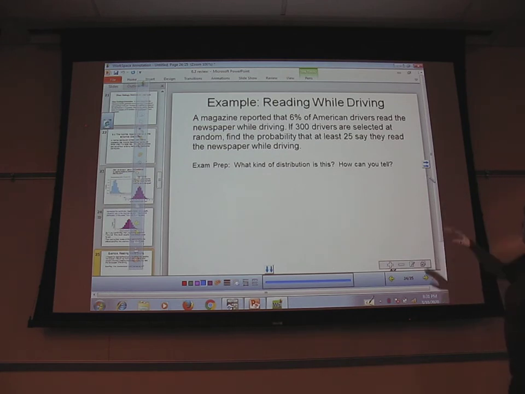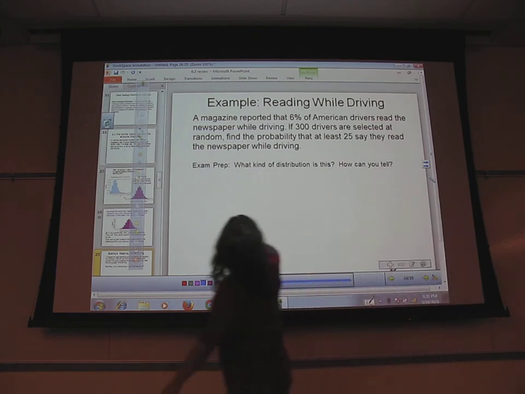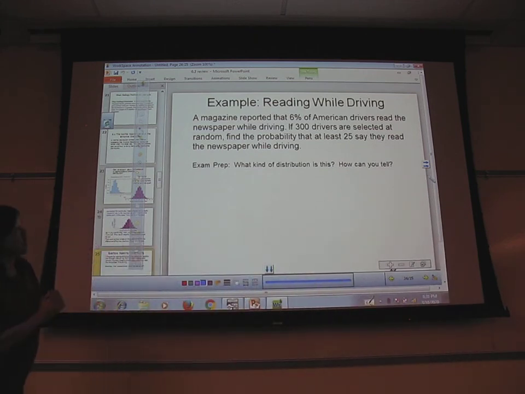And so here, it's binomial, which means I need to know, what are the two things I need to know for any binomial distribution? N and little p. So what are my N and little p? Everybody find N and little p. 0.06.